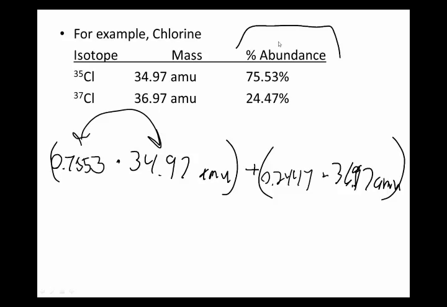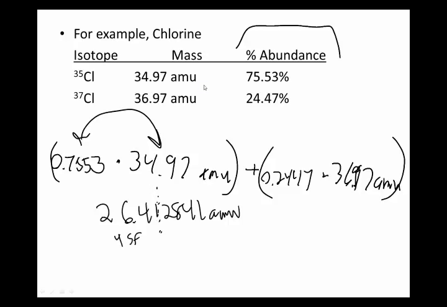So 0.7553 times 34.97 equals 26.412841 AMU. And if we look at where we would round, this is multiplication, so I'm going to look at the significant figure rule. 4 significant figures, I'll round to 4 significant figures right here, after the hundredths place.